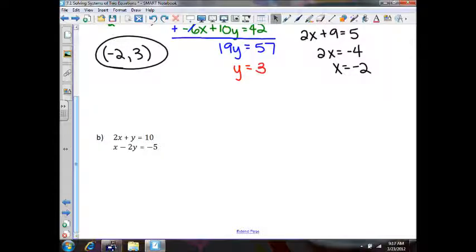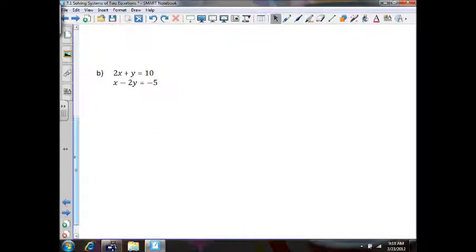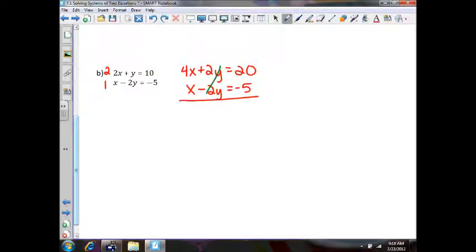Moving on to B, because our y values have opposite signs, we can multiply here, multiply the top by 2, the bottom equation by 1. So we'll end up with 4x plus 2y equals 20, and x minus 2y equals negative 5. Therefore, in this case, our y values will cancel out. We'll have 5x is equal to 15 when you add down, which means x is equal to 3.